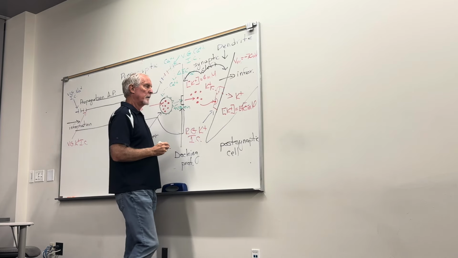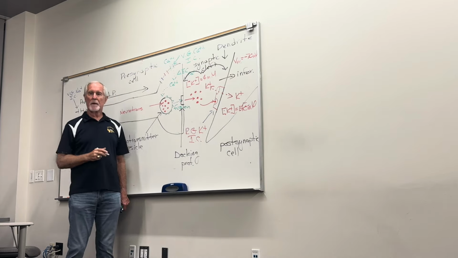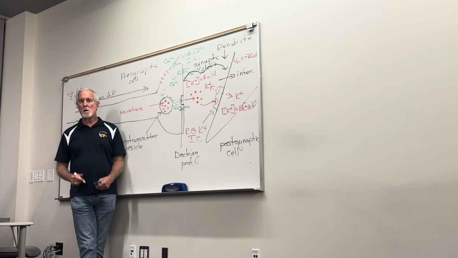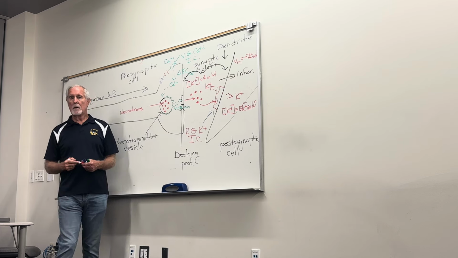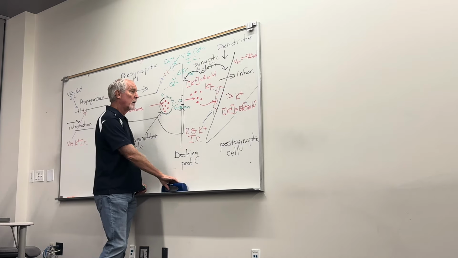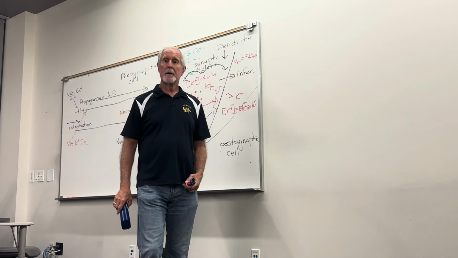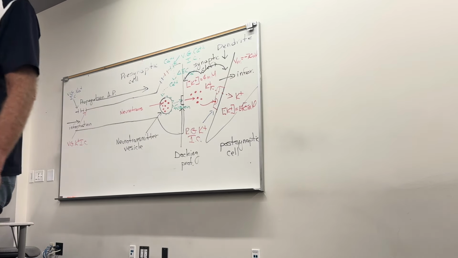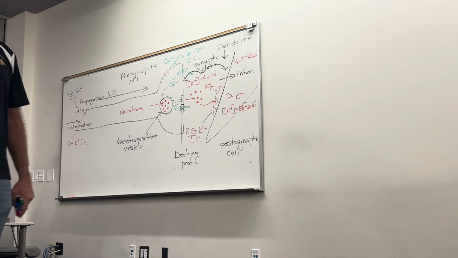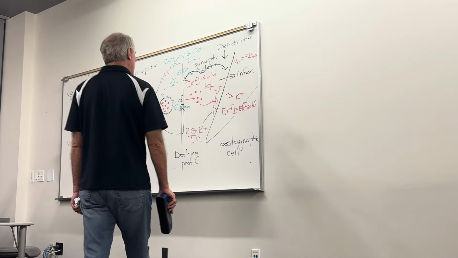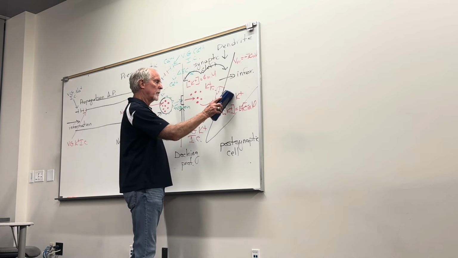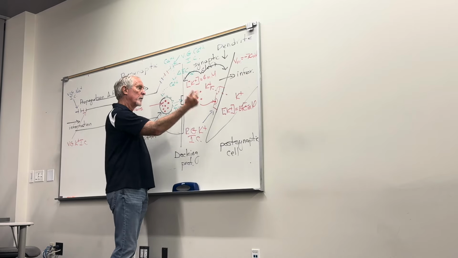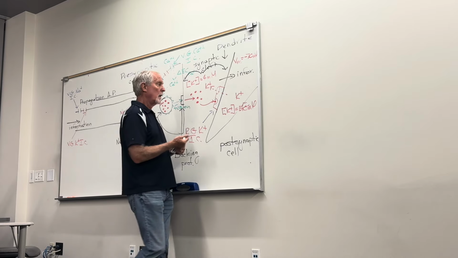But wait a minute. What's the membrane potential inside the cell? Negative 70 millivolts. That's correct. It is minus 70 millivolts. So there's a chemical gradient that does favor the efflux of potassium out of the cell.